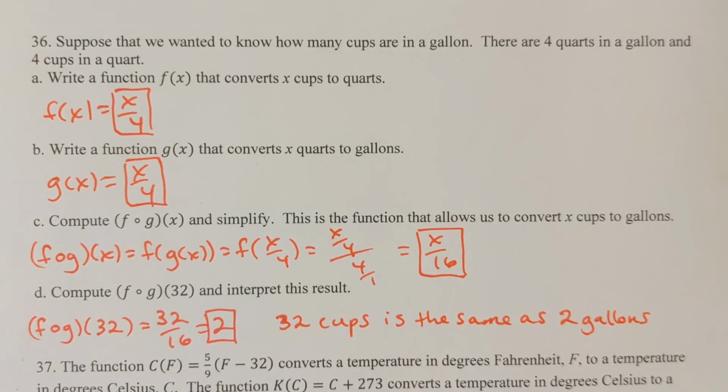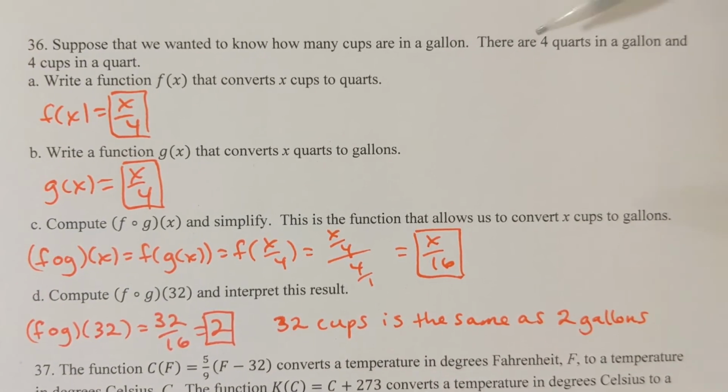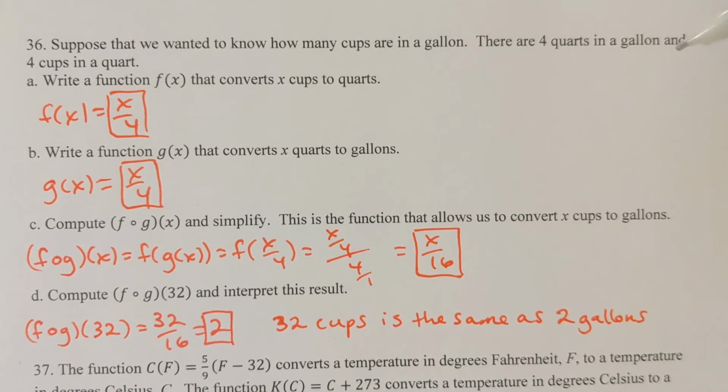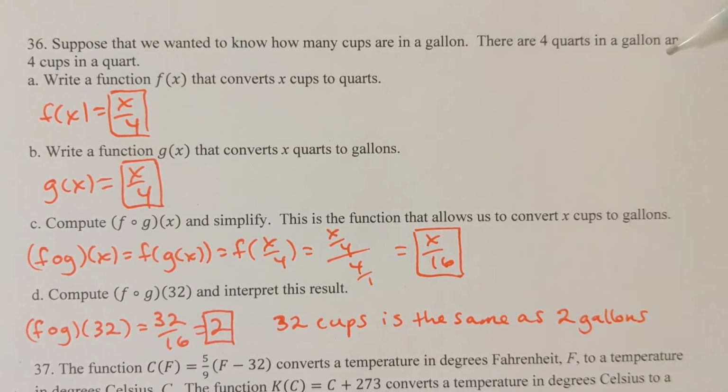Unless you bake often, you might not know that. Okay, so there are 4 quarts in a gallon and 4 cups in a quart. Part A, write a function f of x that converts x cups to quarts.